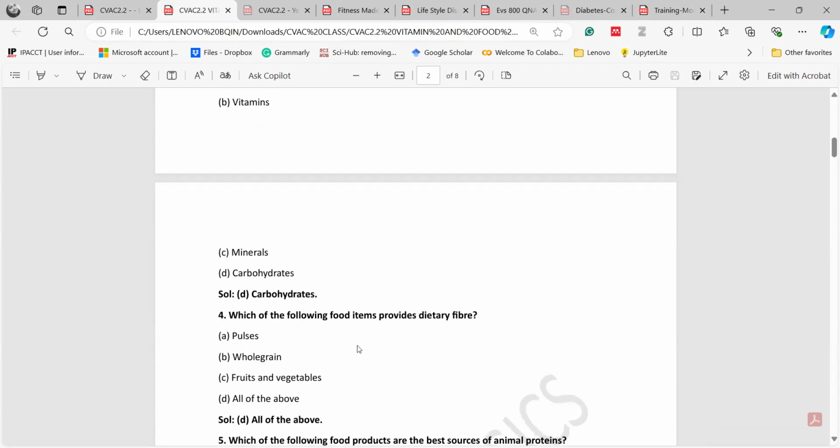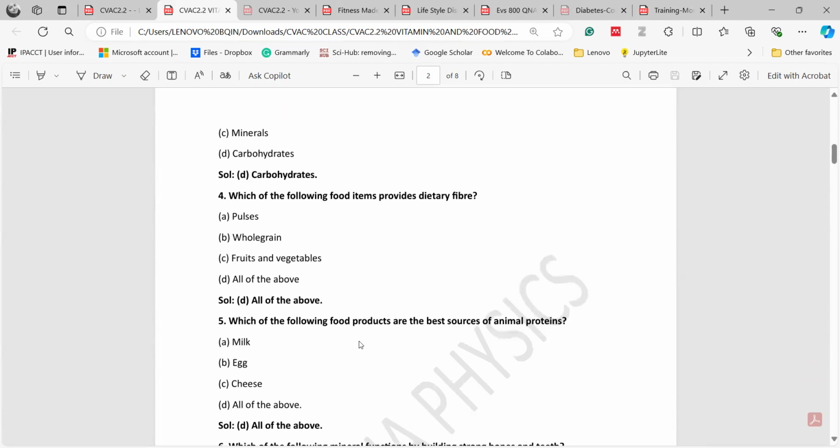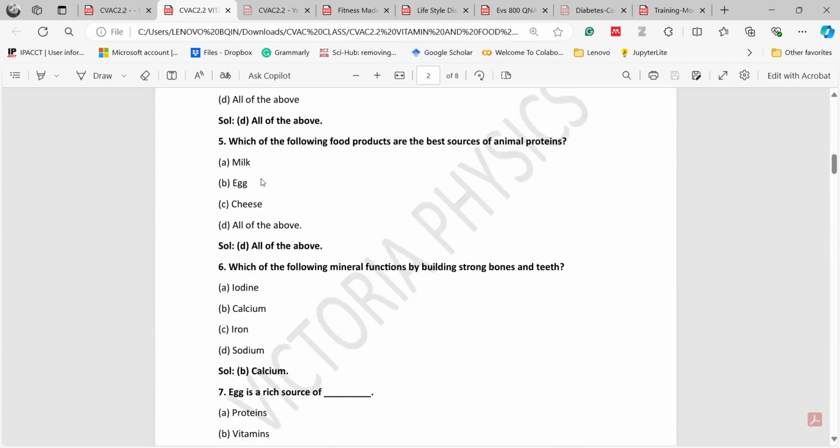These are very common questions, like which of the following food items provides dietary fiber? Dietary fiber is all of this. You have to have pulses, whole grains, and you should include fruits and vegetables, especially green vegetables, which is essential. And which of the following is the best source of animal products, like milk, egg, cheese? Again, all of those are essential, and all of them are the best sources of animal products.